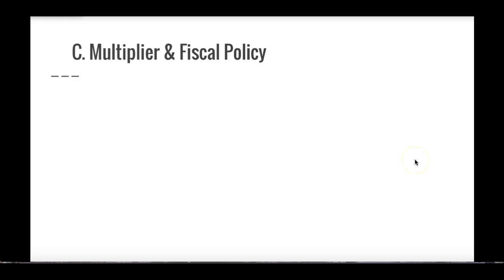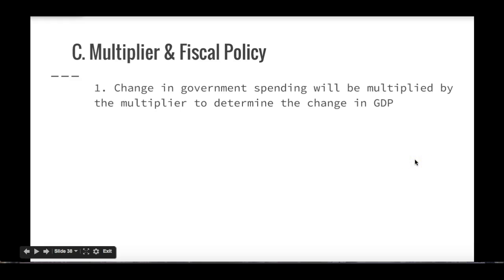So, first of all, the multiplier and fiscal policy. Keep in mind that just like when we talked about the multiplier with consumer spending, the multiplier also affects government spending and how much it will change GDP. So a change in government spending is going to be multiplied by the multiplier to determine the change in GDP.